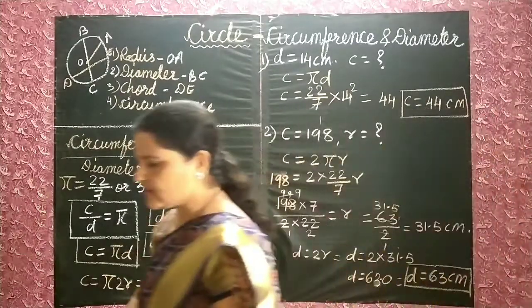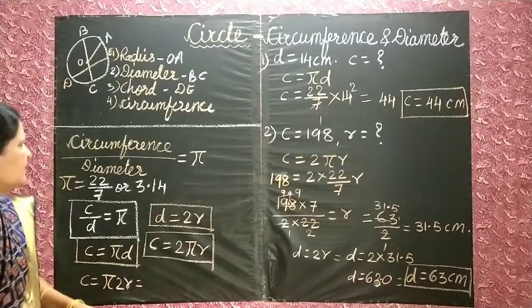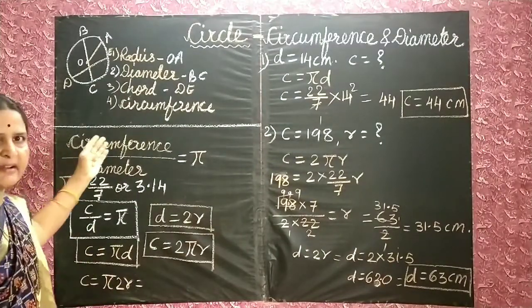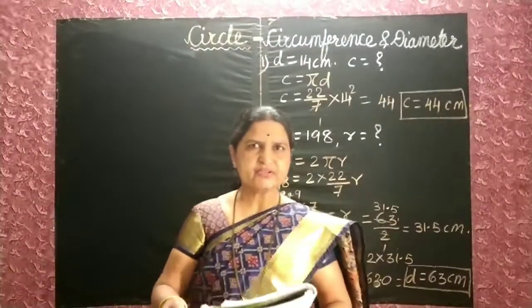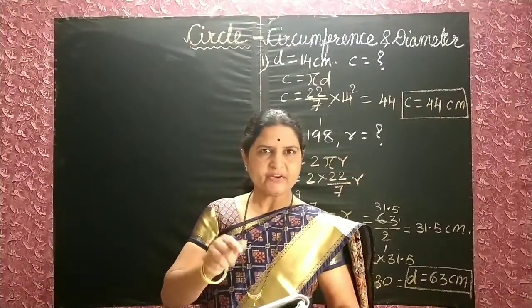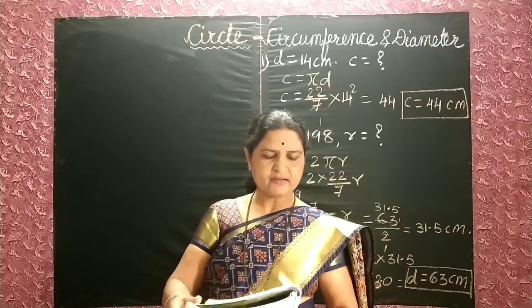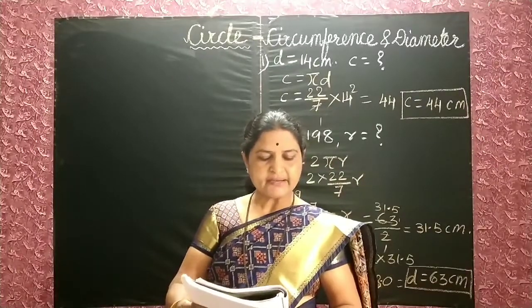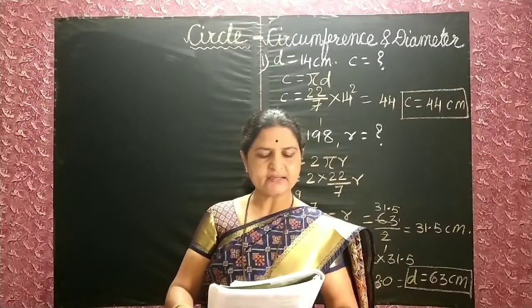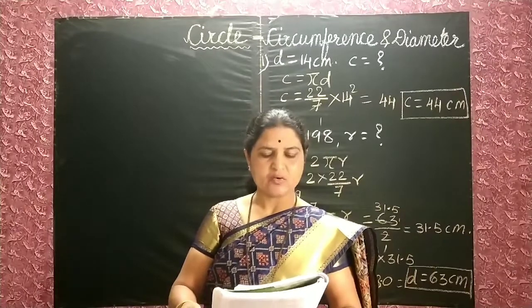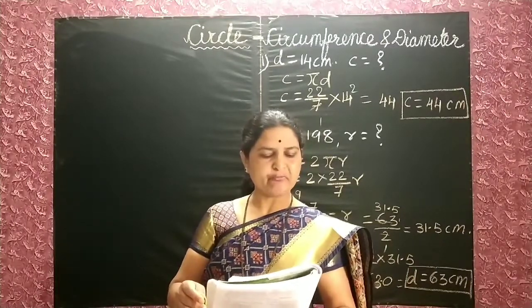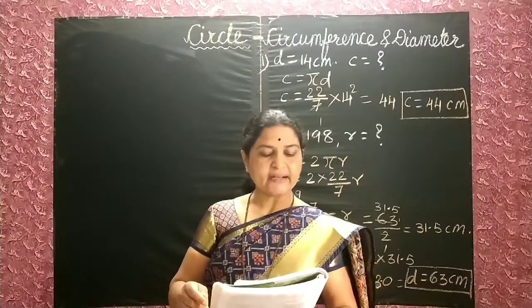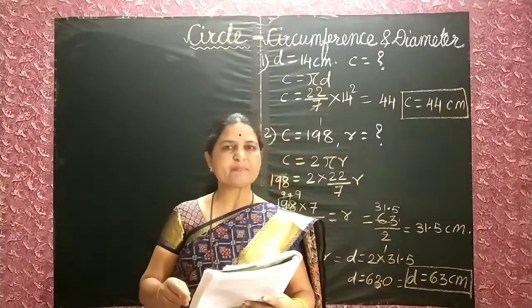Okay, one more sum we'll take. I think I will rub this. Now students, we'll take one more example. In your textbook, page number 77, the third example is given. The radius of a circular garden is 56 meter. What would it cost to put a 4-round fence around this garden at a rate of 40 rupees per meter?